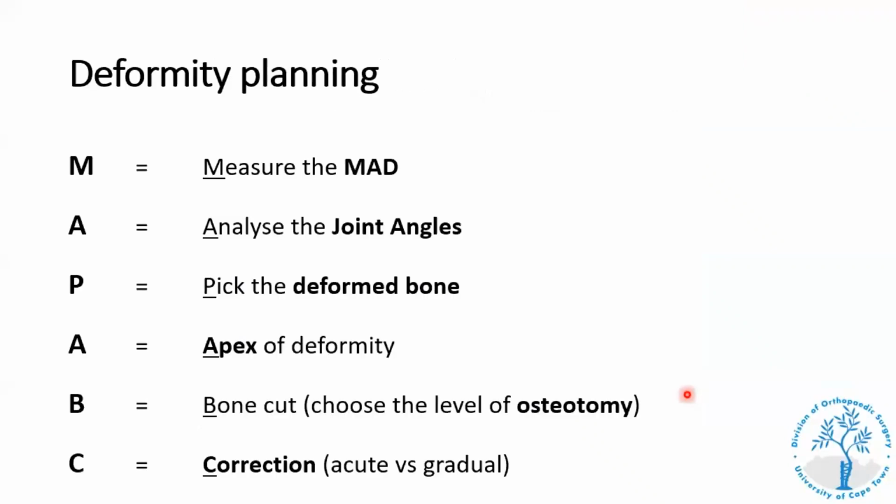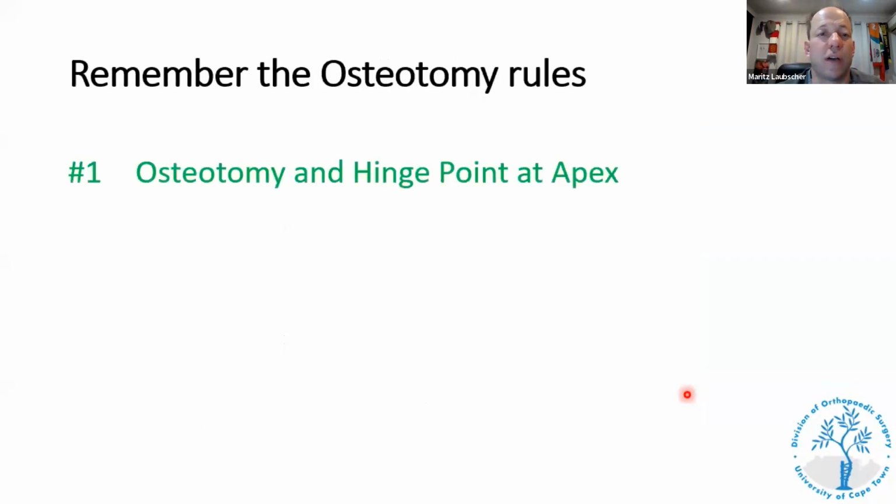Okay. Good. So the next concept is the concept of osteotomy rules. Now, for me, the terminology here has always been a little bit confusing because it's really just osteotomy options rather than osteotomy rules. But, you know, this is what Drew Paley called it. So osteotomy rule number one, or the first option, is the one that is ideal. And that's where we do our osteotomy at the apex of the deformity.